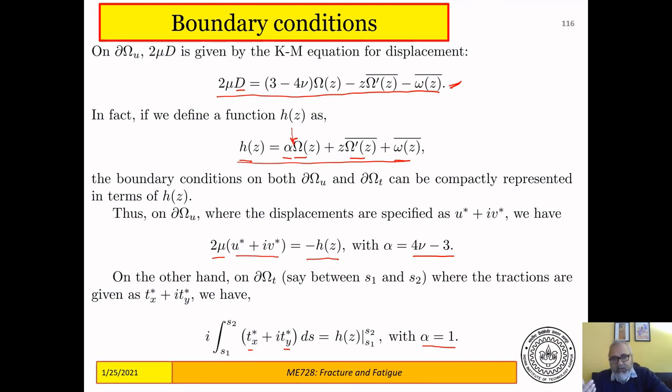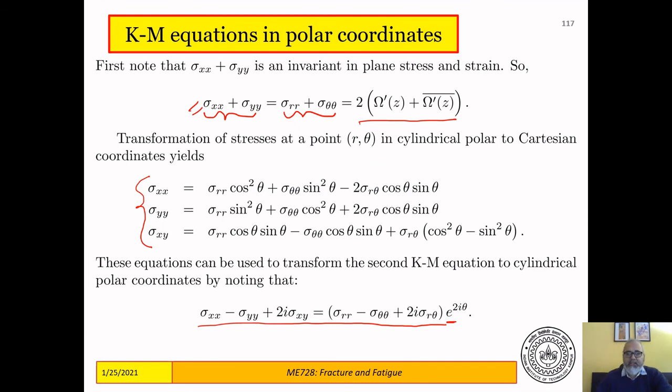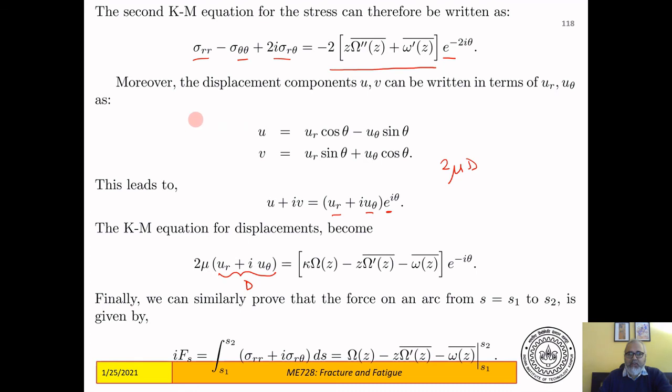So these are how the boundary conditions for both displacements and tractions are specified in terms of these analytic functions, still undetermined. If you work in cylindrical polar coordinates, the first equation remains unchanged, and the second equation has e to the power minus 2i theta multiplied on the right hand side. The displacement equation remains unchanged except that it's multiplied by e to the power minus i theta. The traction boundary conditions remain unchanged as well, while the displacement boundary conditions obviously will have this e to the power minus i theta added on the right hand side. So this is all about Km equations, and now we will see how these set of equations can be used to solve problems, especially problems involving cracks, and that we will do in the next video.